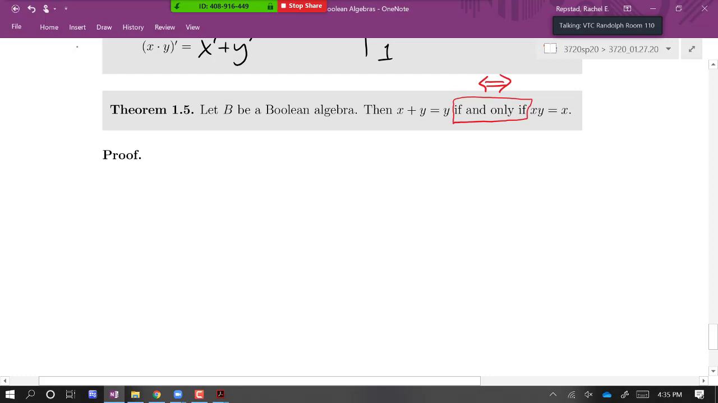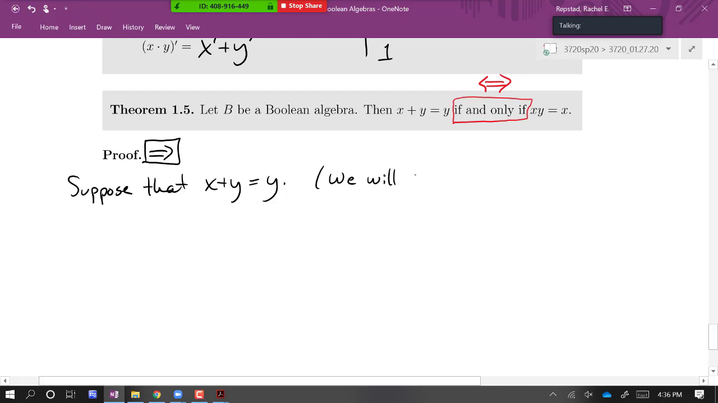So let's begin. We'll do this direction first. If we're going to do the left to right direction, we're going to suppose that x plus y is equal to y. What are we going to show? And x times y equals x.